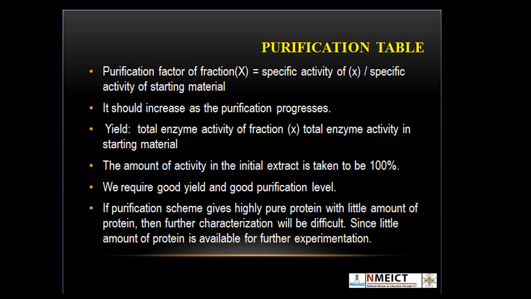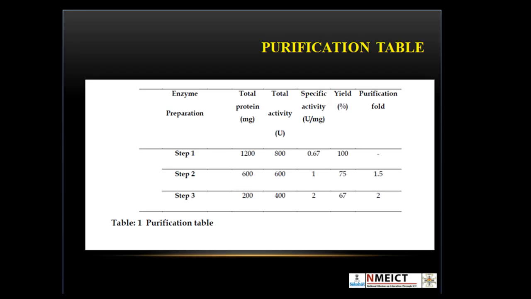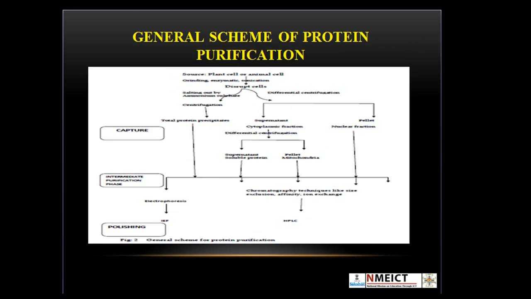You can judge the protein purification table from the given diagram. You can see that after each step the specific activity increases. Generally, if you add more steps, then yield will decrease. After each step, purification fold increases. This is a general diagram which explains the protein purification scheme from plant sources as well as animal sources.